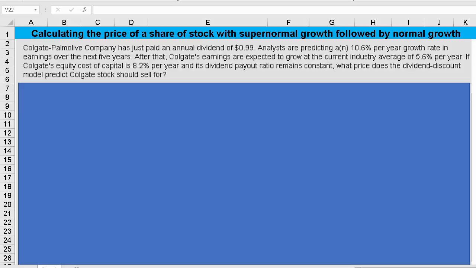It says that Colgate-Palmolive Company has just paid an annual dividend of 99 cents. Analysts are predicting a 10.6% per year growth rate in earnings over the next 5 years, and then after that they're expected to see a growth rate equal to the current industry average of 5.6%. Okay, now they tell us that if Colgate's equity cost of capital is 8.2% per year and its dividend payout ratio remains constant, what price does the dividend discount model predict Colgate stock should sell for?